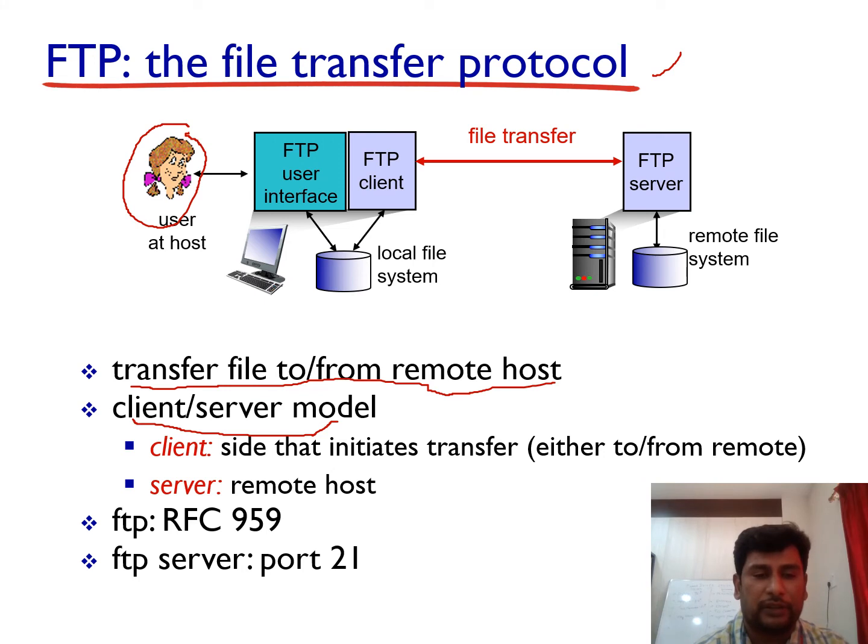The File Transfer Protocol's technical RFC value is 959, and the port number assigned for the FTP server is port number 21. Let me tell you, there will be two different port numbers for the file transfer. One is for the data connection, which uses port number 20, and for the control connection it is going to use port number 21.